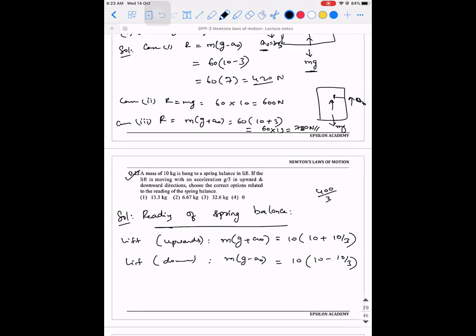Yeah, they have asked the reading in the spring balance. See, spring balance will show two readings. What are they? One is mass and the second is weight. If you look at the options, they have given the mass. 400 by 3 is 133 point something. So the mass will be 13.3. So this is for upward. Downward means 20 by 3. 200 by 3 is 6.67. This is for downward. Right?